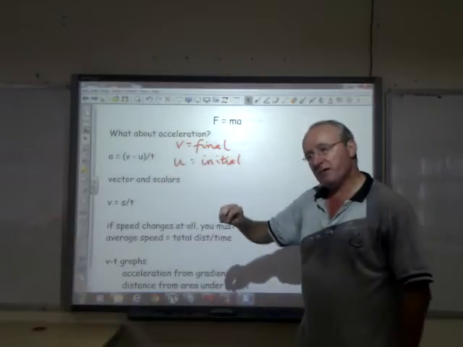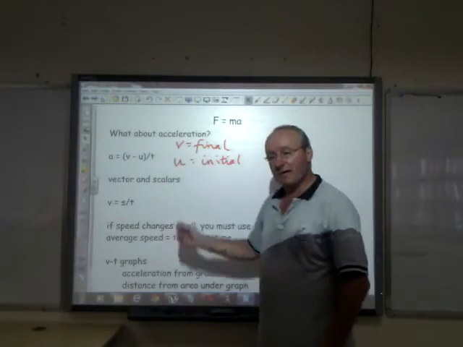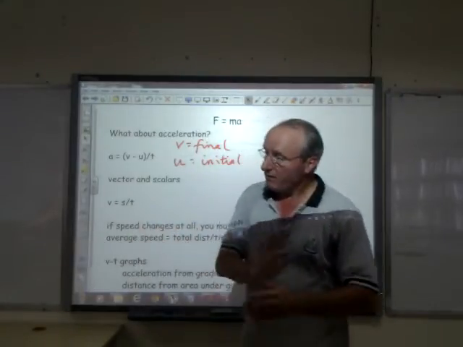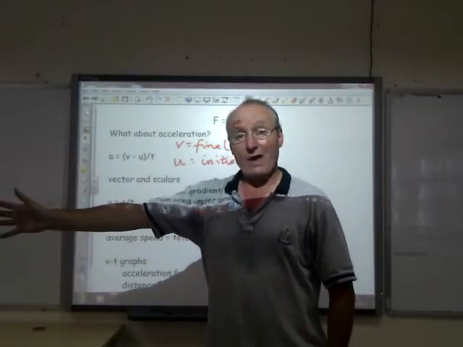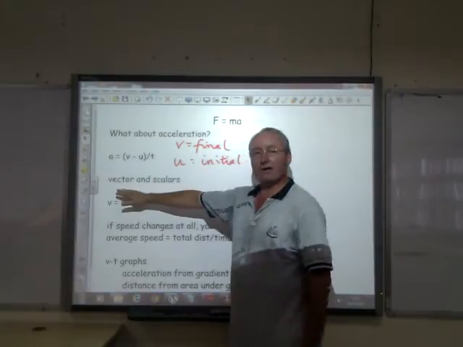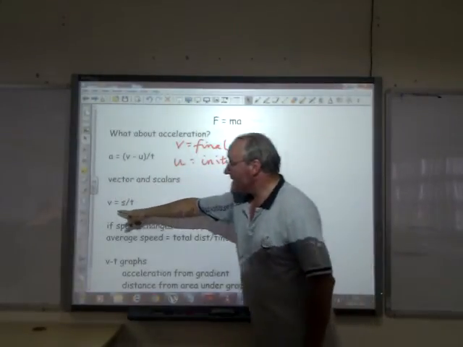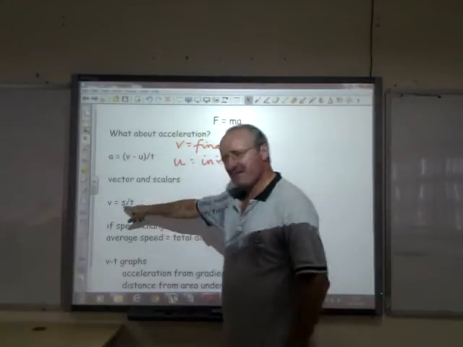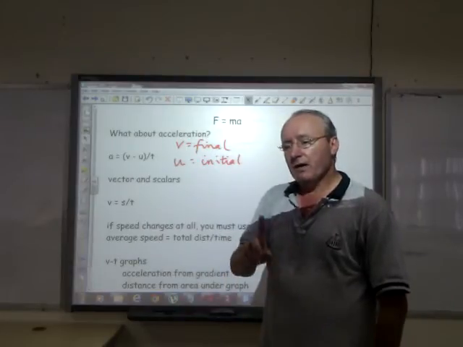Why speed and velocity? Velocity is a vector, speed is a scalar. Speed has a number, 5 meters per second. Velocity has a direction, 5 meters per second west, or whatever. So vectors have direction as well as number. Scalars just have number. Speed is distance divided by time, of course we know that, but we use s for distance, by the way.